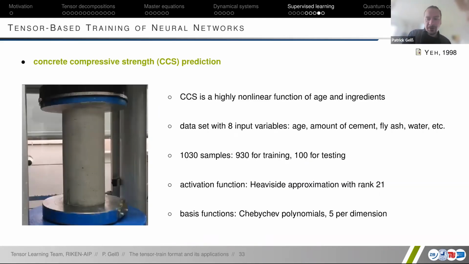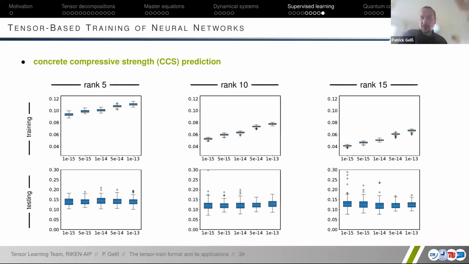Okay, and one example we considered so far is the concrete compressive strength prediction. So we have here a data set of different properties of our concrete, so age, amount of cement, fly ash, and so on. And we want to use the Heaviside function, or our Heaviside approximation, and Chebyshev polynomials to predict from the data the strength parameter in this case. And the first results look quite good. So we get quite good results compared to existing literature.